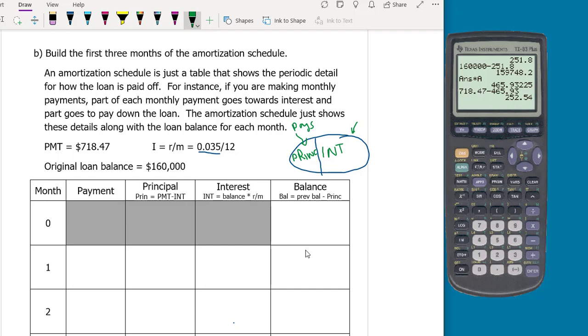So we're going to start with our balance. So our balance is $160,000, and then our payment each month is going to stay the same. So we're going to have $718.47 each month here.